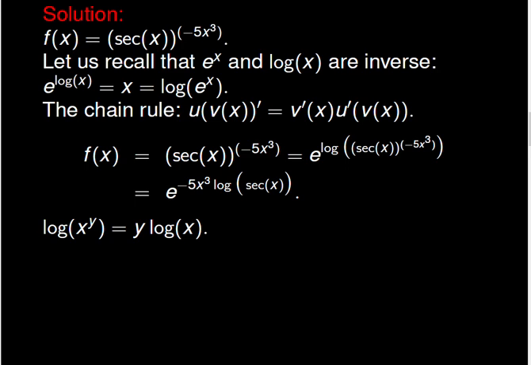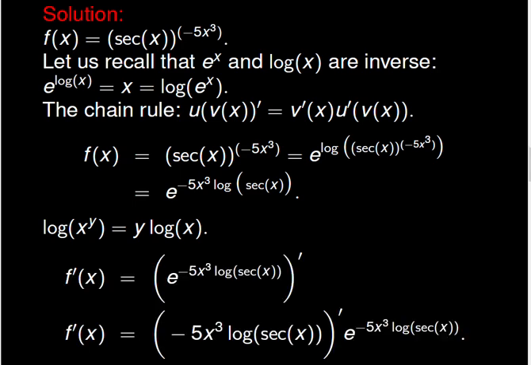Thus, we express f of x as exponential of logarithm of secant of x to the power minus 5x cubed. Using the properties of the exponential and the logarithm, in fact, f of x equals exponential of minus 5x cubed times logarithm of secant of x. As a matter of fact, we are using the fact that the logarithm of x to the power y is equal to y times the logarithm of x.